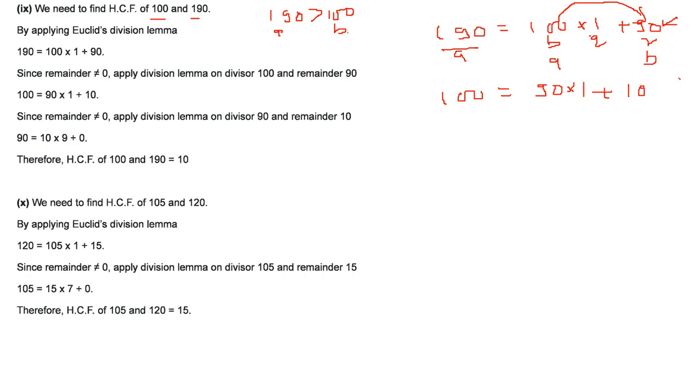Again, the remainder is not 0. So what do we do? Now this will be A, this will be B. So 90 has to be represented in this 10 form: 10 into something plus something, Q and R. If I multiply 10 by 9, I get 90, so the remainder will be 0. 10 into 9 is 90. Remainder we got 0. So this number is our HCF. 10 is our HCF. So this is how you are going to solve this first question.